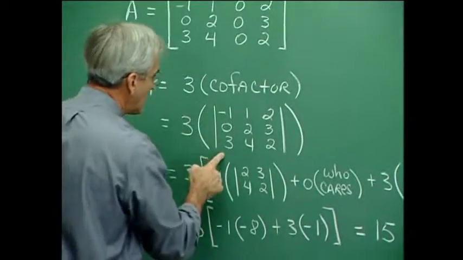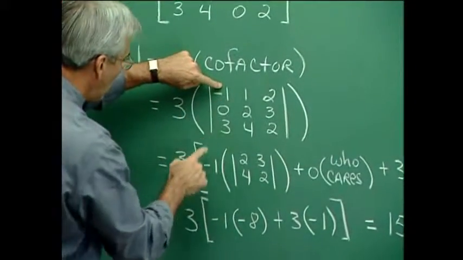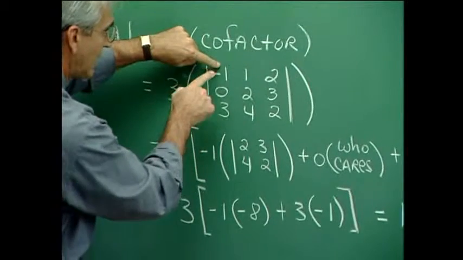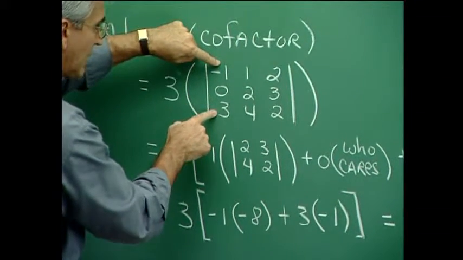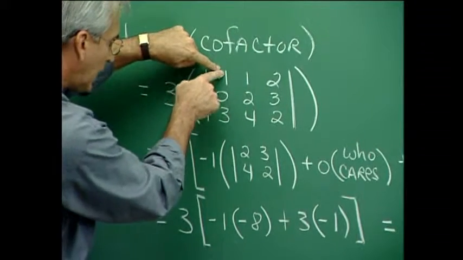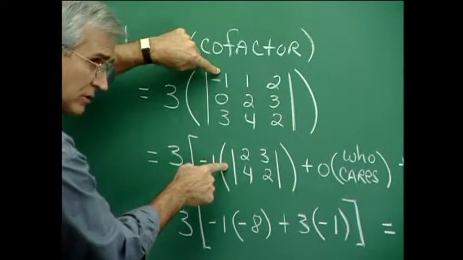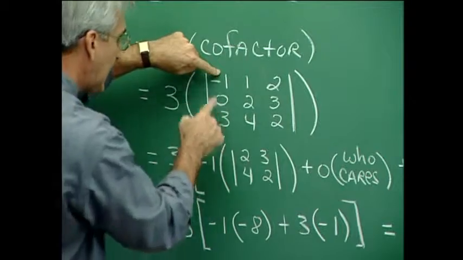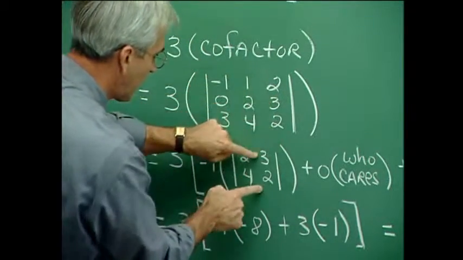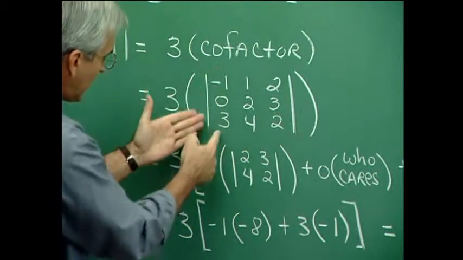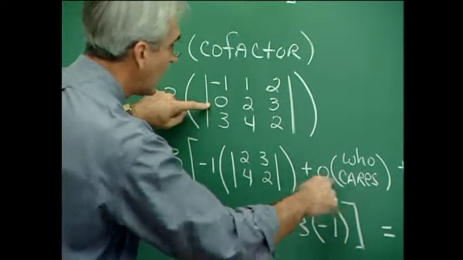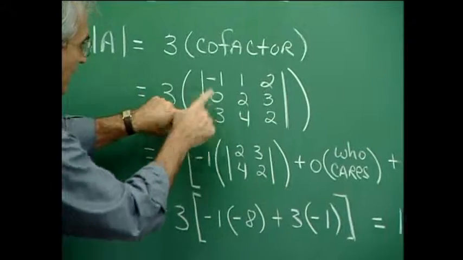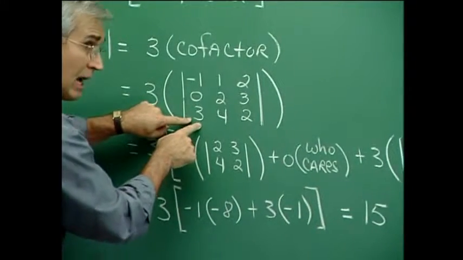If I go down this column, I've got negative 1 times, and I have a sign pattern here. I have the plus, minus, plus kind of situation. So I've got plus right here, and so that's why this is understood to be plus. And now take out row and column, and I have the 2, 4, 3, 2 right here. And now I'm coming down this way, so it's 0 times, well, who cares what it is? That's just going to go out.